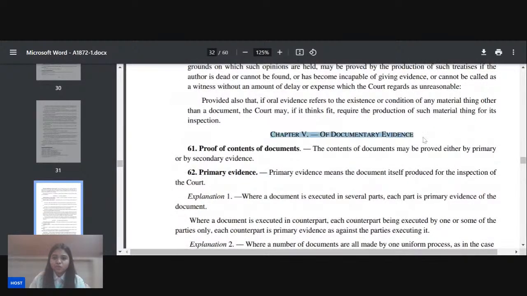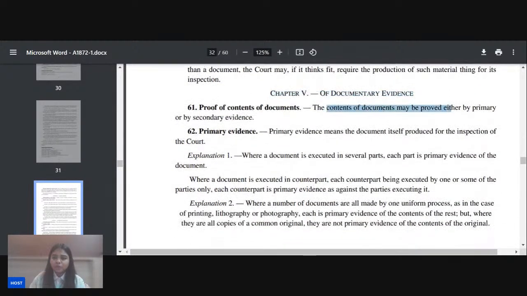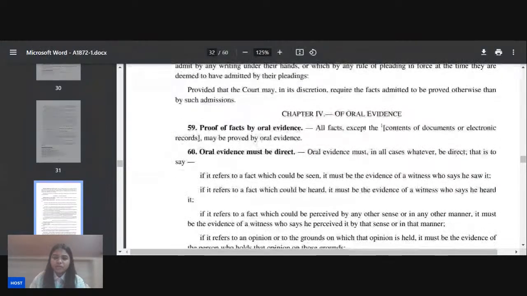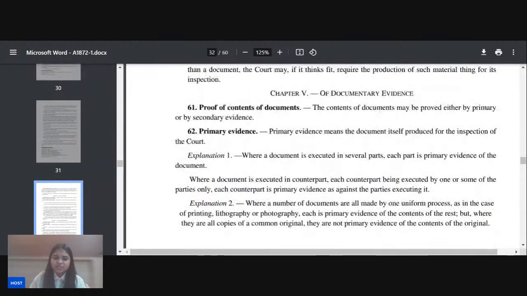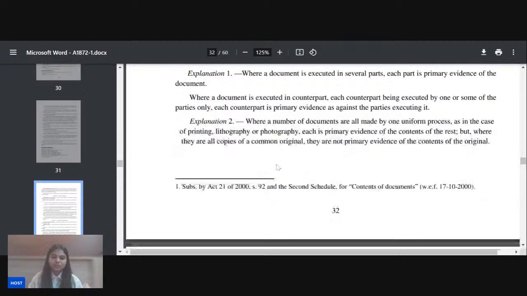If I come to documentary evidence, the contents of a document can be proved by primary or secondary evidence, right? Oral evidence is given under section 59, and it should be direct. Section 60 says it should be direct. Section 61 says proof of the contents of a document can be given by primary or secondary evidence. Primary evidence is section 62, and secondary evidence is section 63.